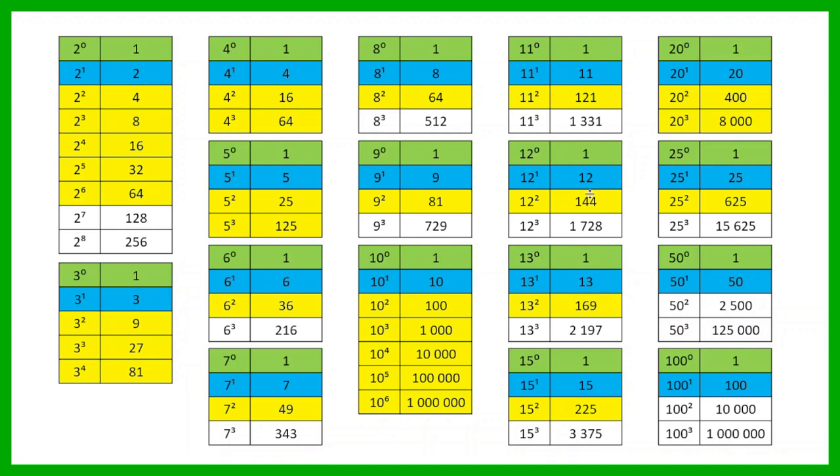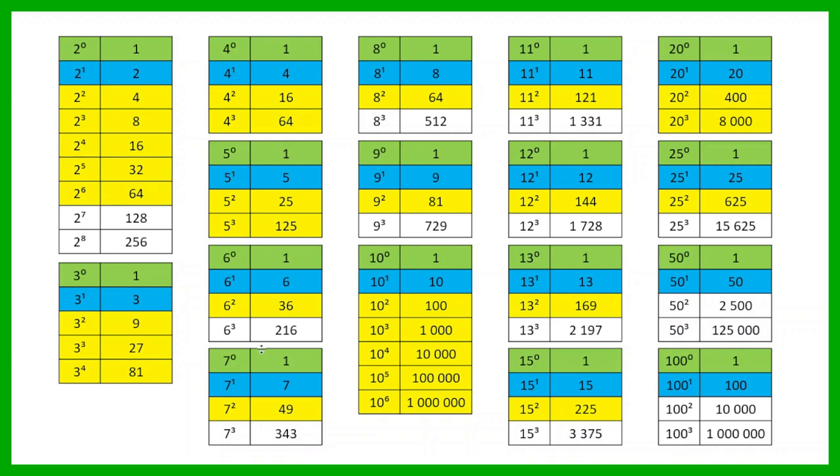Then we have all of the blue ones over here. They are all powers of 1. You can see that anytime you have something to the power of 1, it stays the same. And that again is a rule that you can use when you are doing exponential equations. If you have a base to the power of an unknown exponent equal to the same number as the base, then you know that that exponent has to be 1.